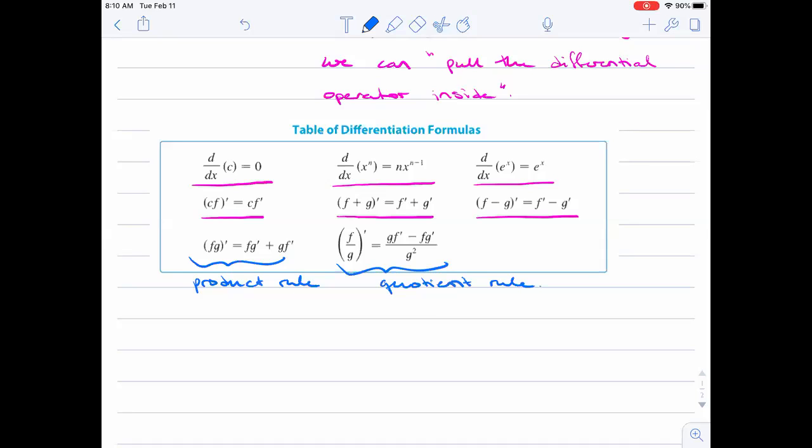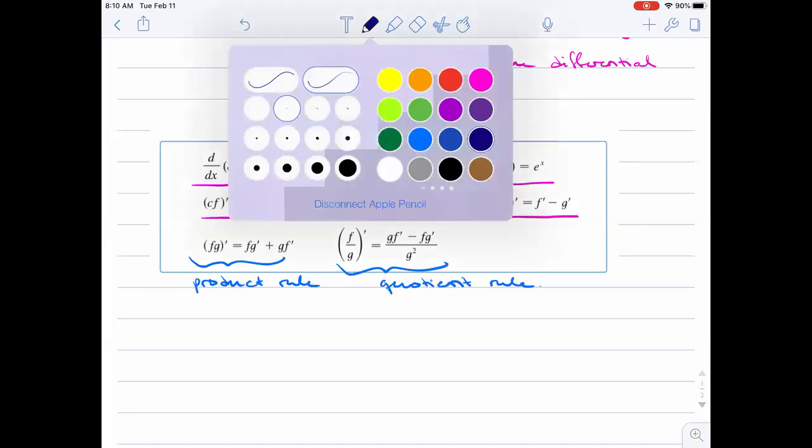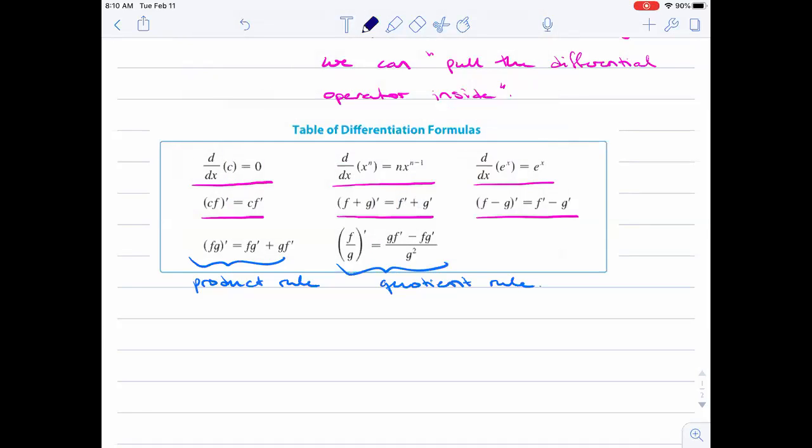Notice that we can't just pull in that prime or that little apostrophe, which means we can't pull in that differential operator because it just doesn't work. Of course, we can prove this using the limit definition of the derivative. I don't want to do that. It's more important that you know how to use it. The textbook goes through all the proofs, but I'm thinking we just need to know how to do it.